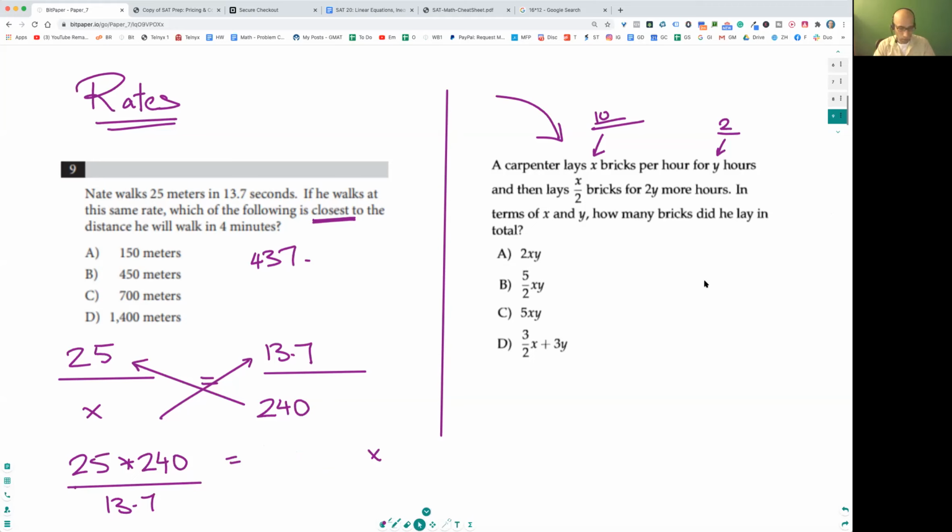So here in problem number 9, for those who are following me, 25 times 240 divided by 13.7. You get 437 point something, 437.95. And now you're not going to see 437.95 here. So let's see what the question is asking. It's asking what is closest to the distance. So they kind of rounded it off. So 437.95, you round it up, and you get 450, which is the nearest one. So that's why B is the correct answer.